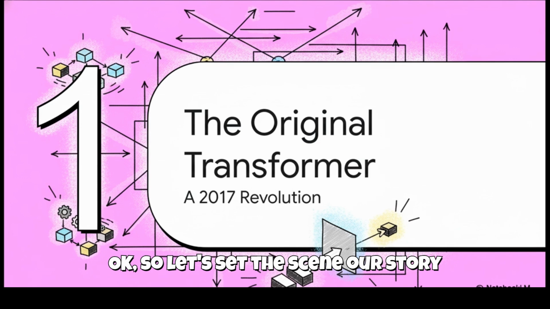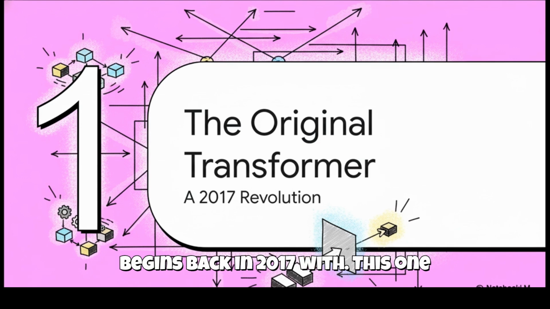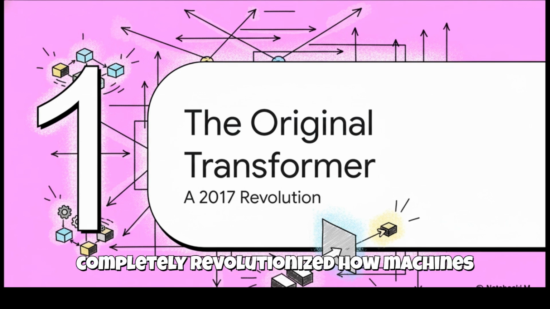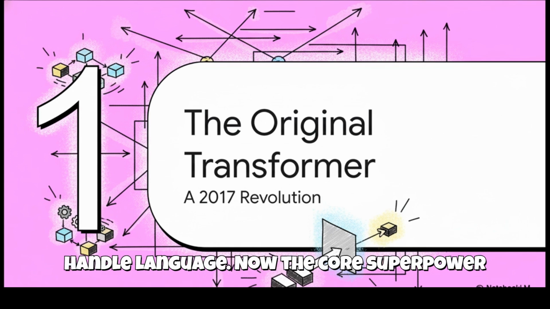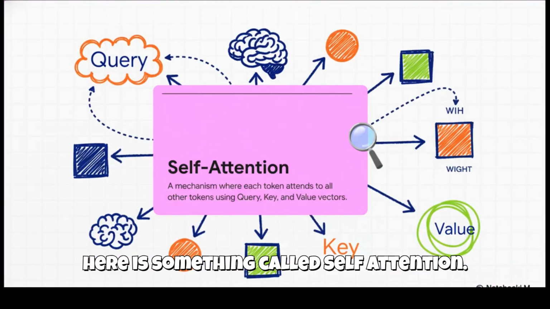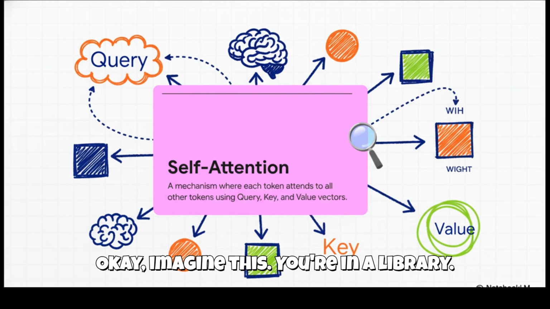Okay, so let's set the scene. Our story begins back in 2017 with this one groundbreaking paper called Attention is All You Need. And really, it just completely revolutionized how machines handle language. Now, the core superpower here is something called self-attention.